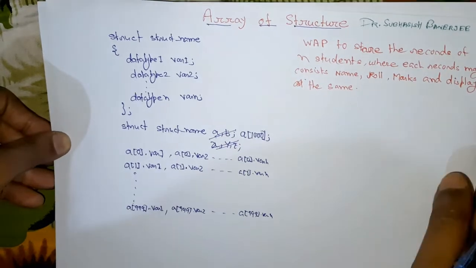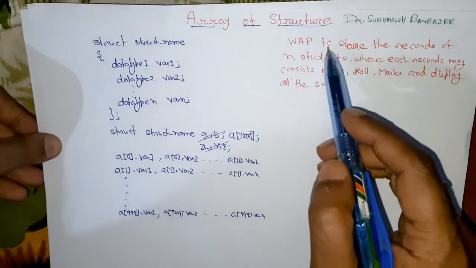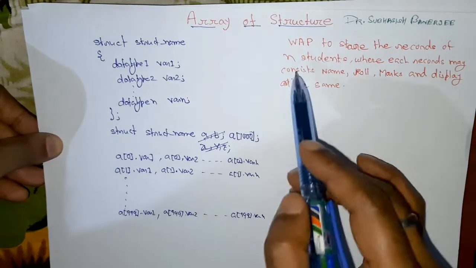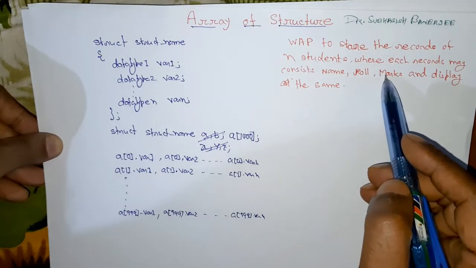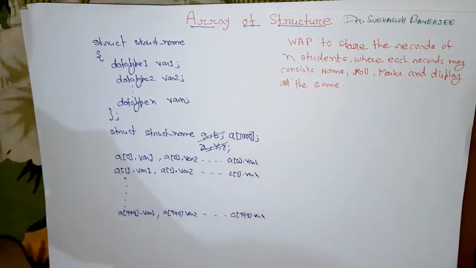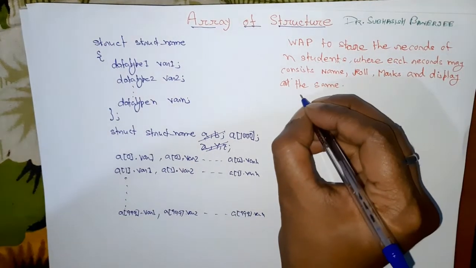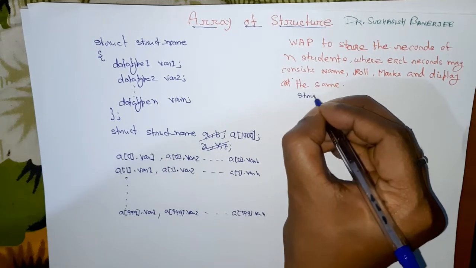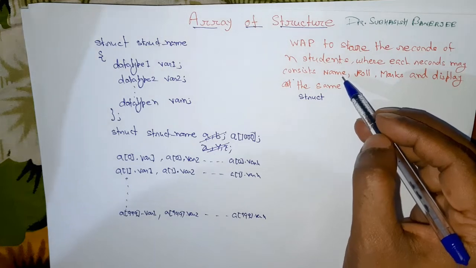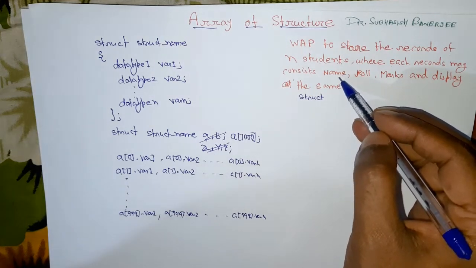Okay. So in this problem, we have been asked to store the record of n number of students, where each record may consist of name, roll, and marks, and display the same. We'll have to display the same as well. So how can we do so? Here we'll have to declare first a struct, because we are going to store the name, that will be nothing but a string that will consist of a multiple set of characters.